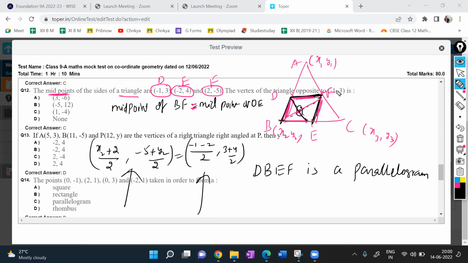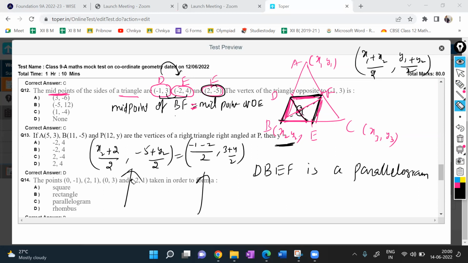I did midpoint. Midpoint formula is what, beta? (x1 plus x2) by 2 comma (y1 plus y2) by 2. This is the midpoint formula, correct? I used the same formula here. BF, what is BF here? This is B. F value is given here. Okay. This is (x2 plus 2) by 2, (y2 minus 5) by 2. Similarly, D is given to you here. Midpoint of these two is what? (Minus 1 minus 2) by 2, (3 plus 4) by 2.